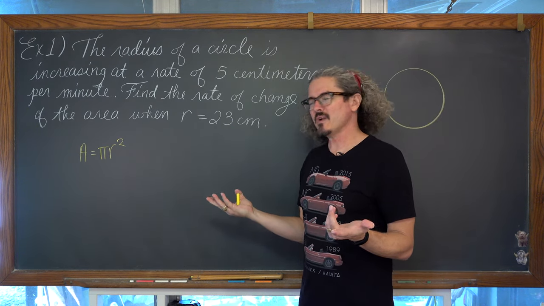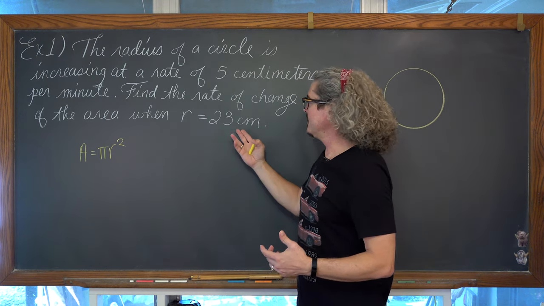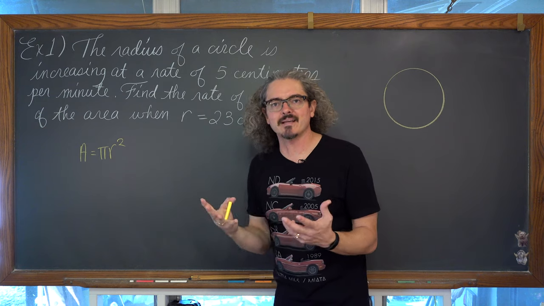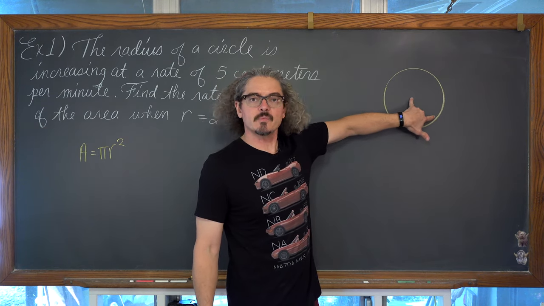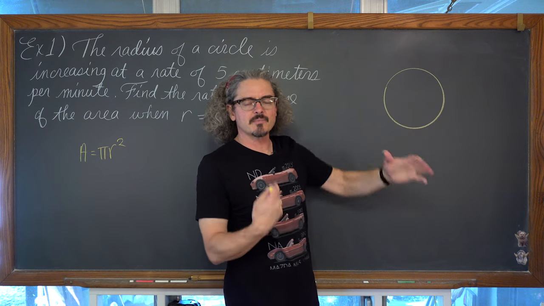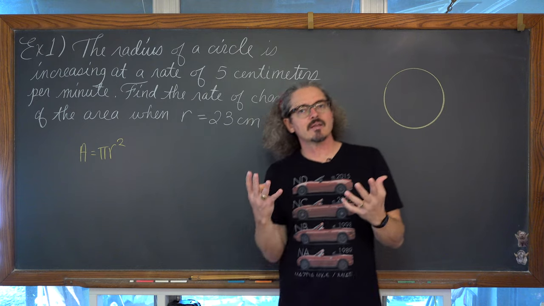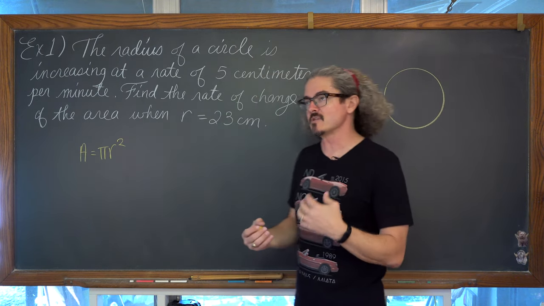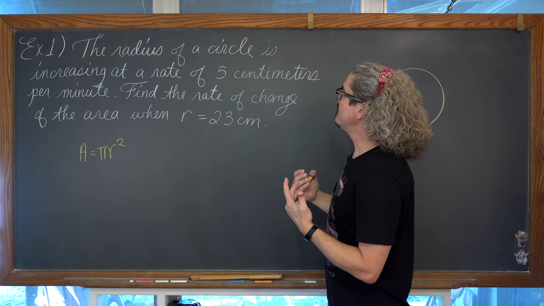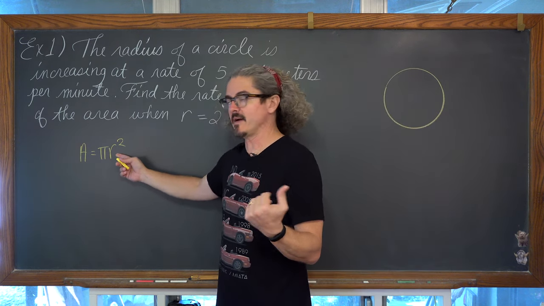Well, we're not trying to find the area of a circle when the radius is 23. That's a static measurement. It's just, oh, here's a circle. Its radius happens to be 23. What's the area? That's something we've done in Algebra 1 and Geometry and Algebra 2. That's a cool thing about calculus: up until now, you could only find static measurements. Well, now things are going to be moving. Well, we do have the fact that this is going to be about area.